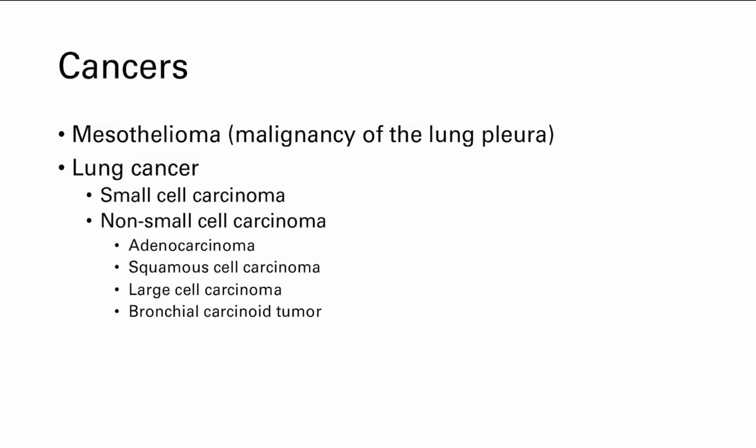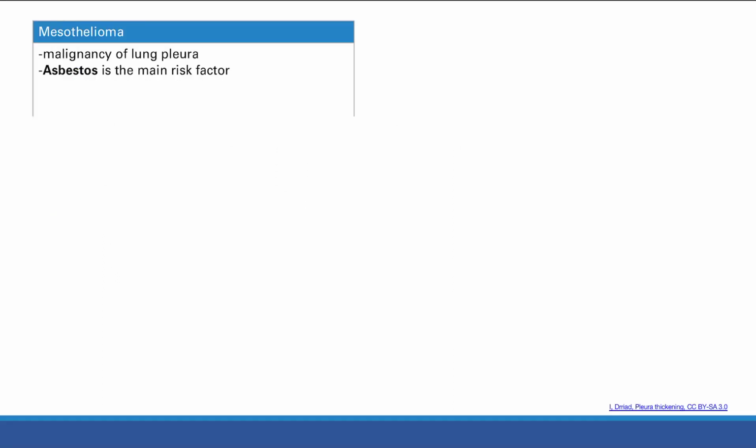So cancers of the pulmonary system include cancers of both the lung pleura and of the lung itself. The lung pleura would be the mesothelioma. And the lung itself we can divide histologically into small cell carcinomas and non-small cell carcinomas. Now we're going to focus on the mesothelioma, the malignancy of the lung pleura.